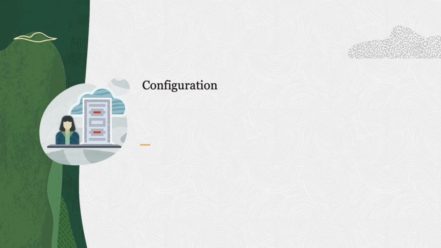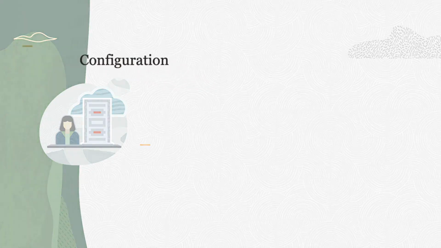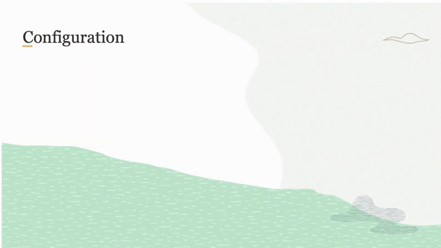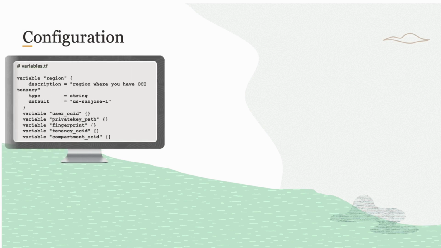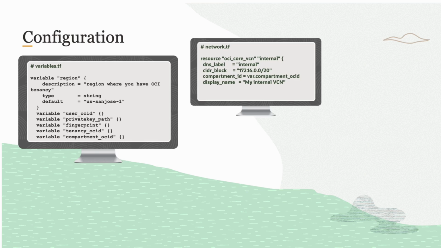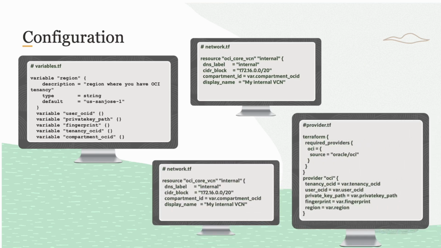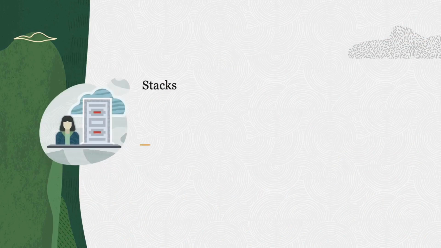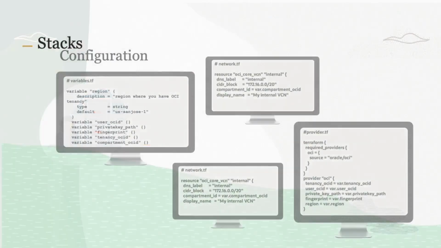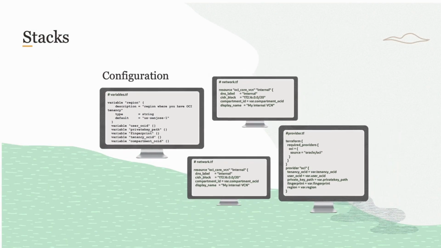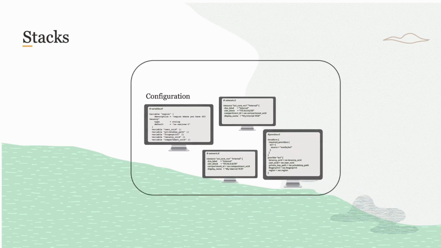Next, let's talk about configuration. In OCI Resource Manager, configuration involves defining variables, resources, and providers in your Terraform files. This process sets the foundation for managing your cloud infrastructure. In the Resource Manager realm, every time you hear about configurations, it's referring to your set of Terraform files. Next, we have stacks. In OCI Resource Manager, a stack represents a collection of Terraform configurations that define your infrastructure resources.